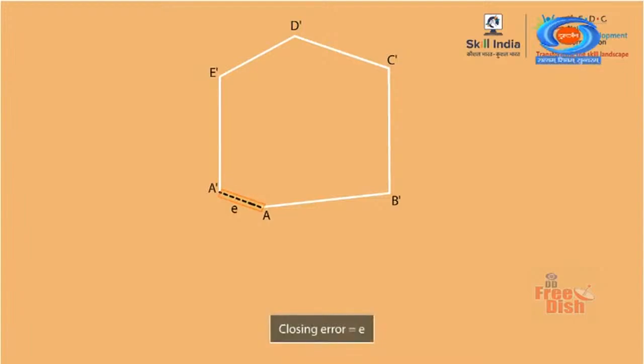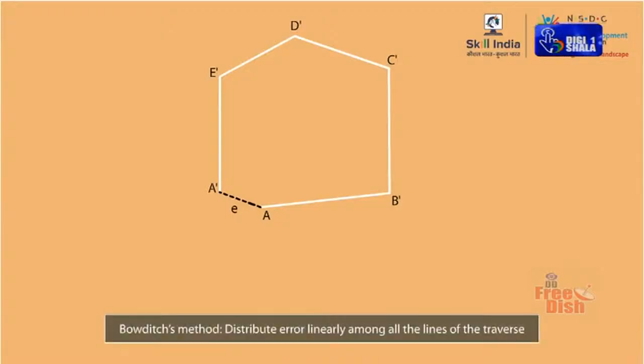The closing error between A and A dash is E. Bowditch's method consists of distributing error E among all the survey lines of the traverse according to their lengths.